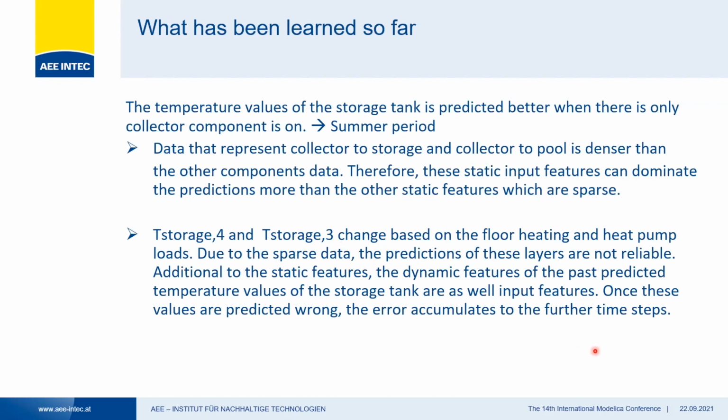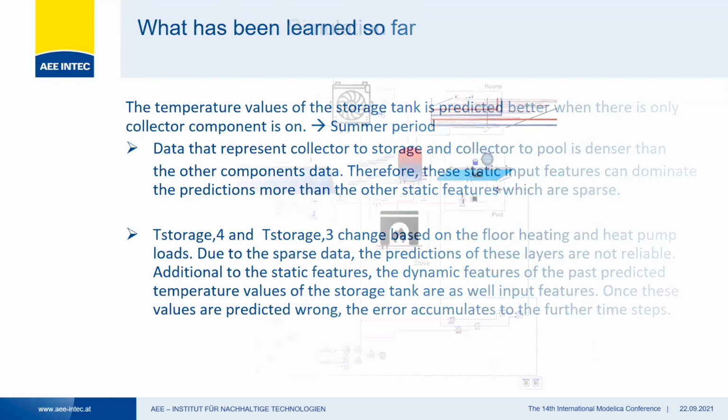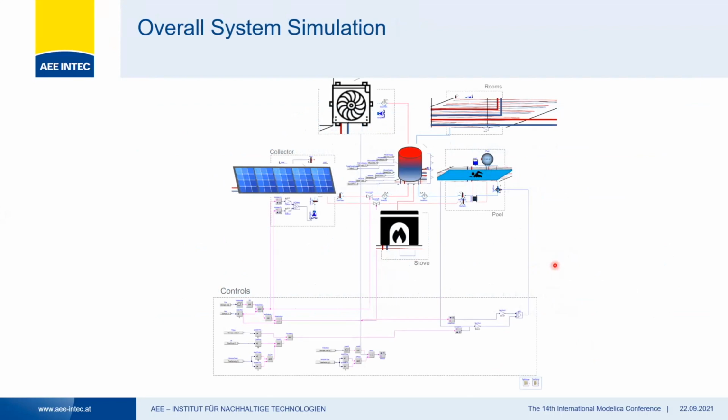In addition to the static features, the dynamic features, which are the past predicted temperature values of the storage tank, are also input features. Once these values are predicted wrong, the error accumulates in the further steps. However, we were not really pessimistic.